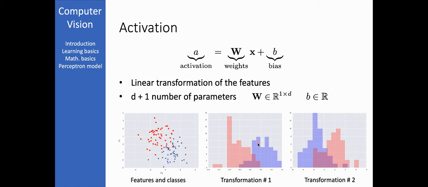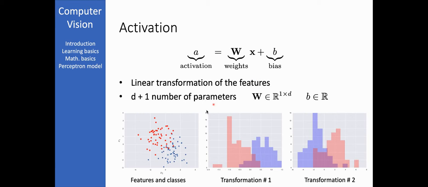Now, the activation, what does it do? It's a linear transformation of the features, and we've seen this before with logistic regression. If I have d dimensions in my features, so d number of features in my feature vector, then I will have d plus 1 parameters. My W matrix will be 1 times d, so one weight for each feature, and then I will have this bias as well, so that is d plus 1 parameters. We could also write this in terms of homogeneous coordinates without any difference.